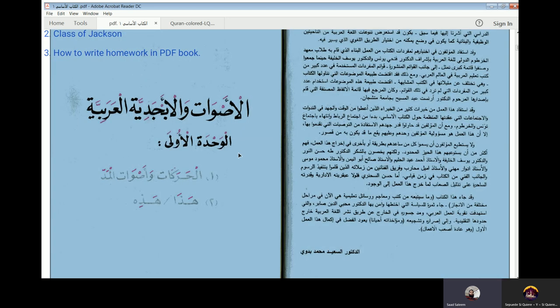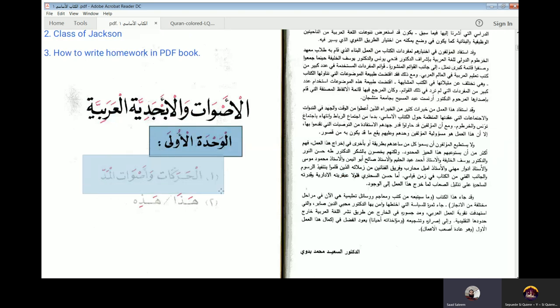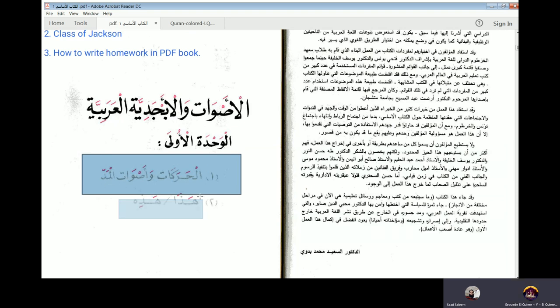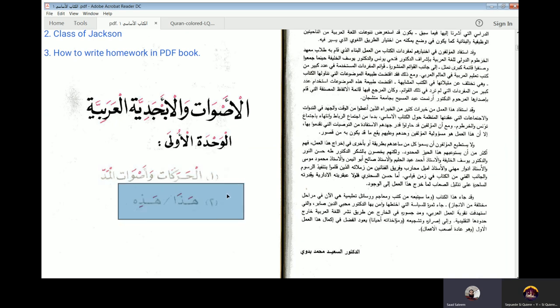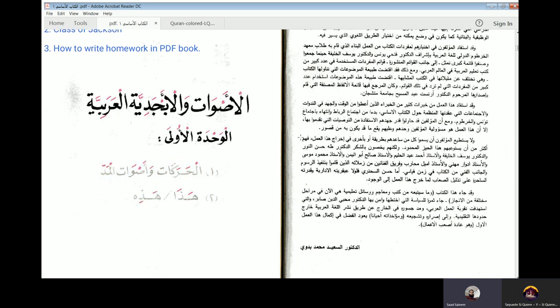Al-Wahdatul Ula, first unit. Al-Harakat wa Aswat al-Mad. Al-Harakat means vowels, and pronunciation of Madda. Haza and Hazihi. You will learn about these two words also in this unit, inshallah.